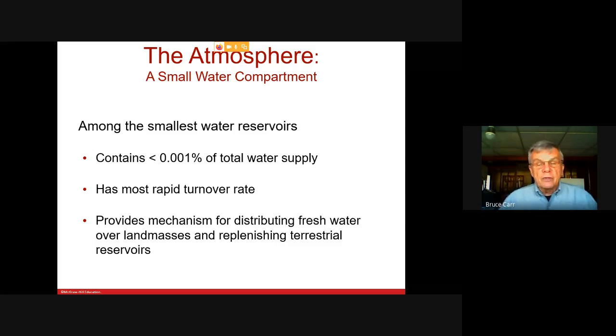The atmosphere is very small. It's gas instead of liquid. And a very, very low amount of water is actually carried by the humidity in the air. It also is active in evaporation precipitation cycles that are very rapid. But it does distribute fresh water over the land masses. And that distribution of water is directly correlated with the productivity of living organisms.